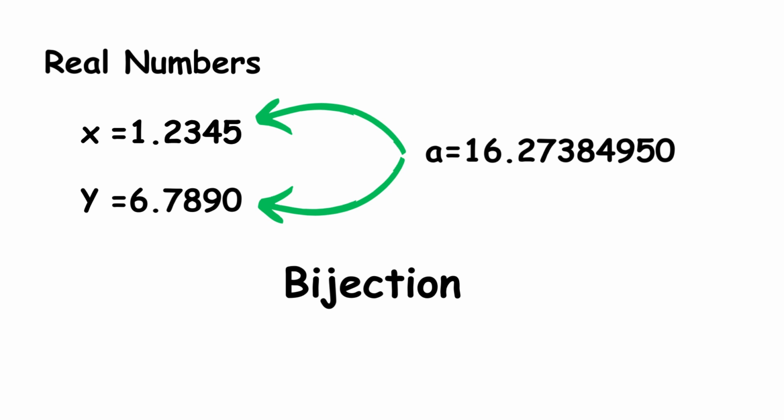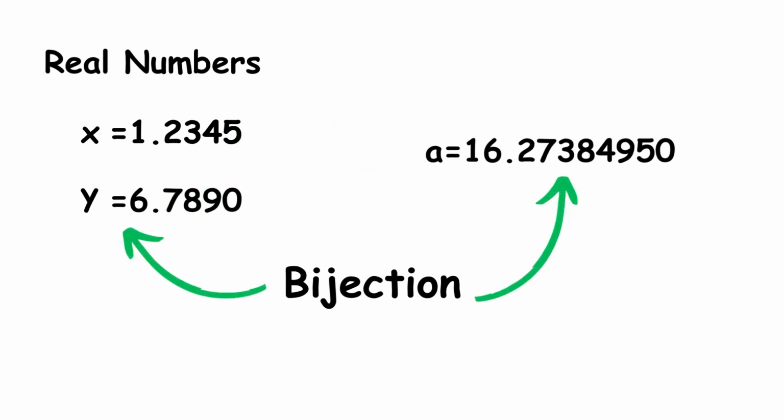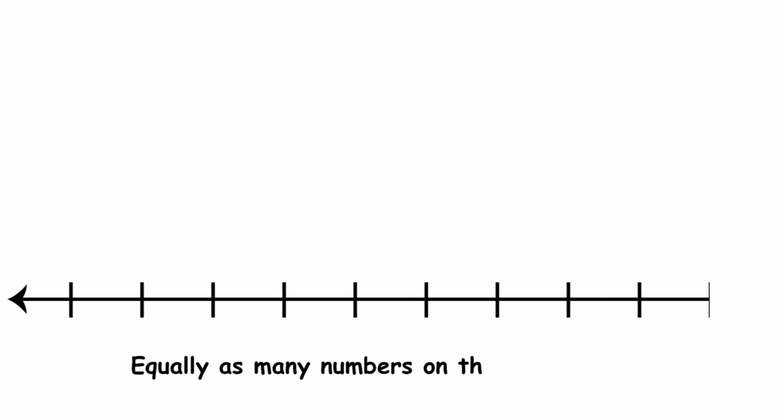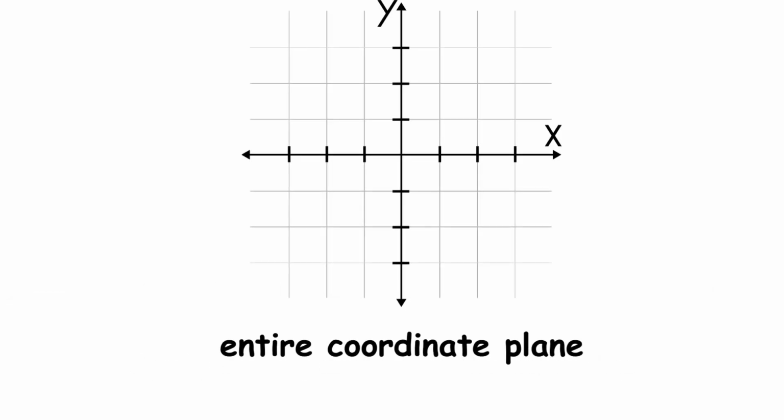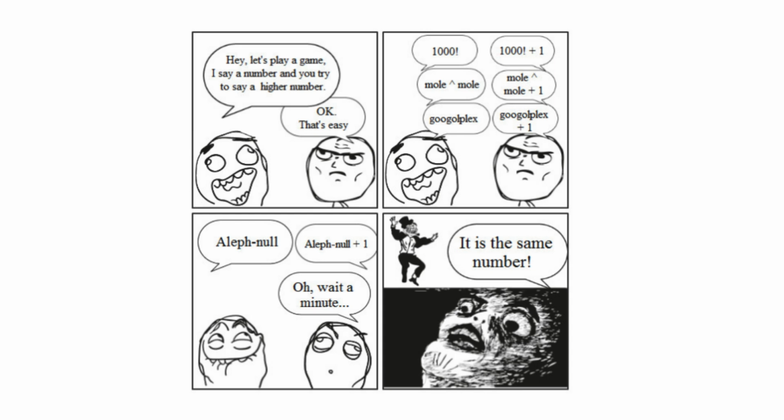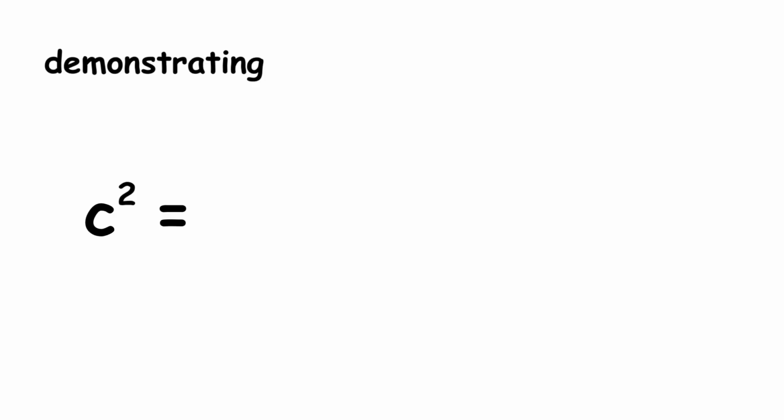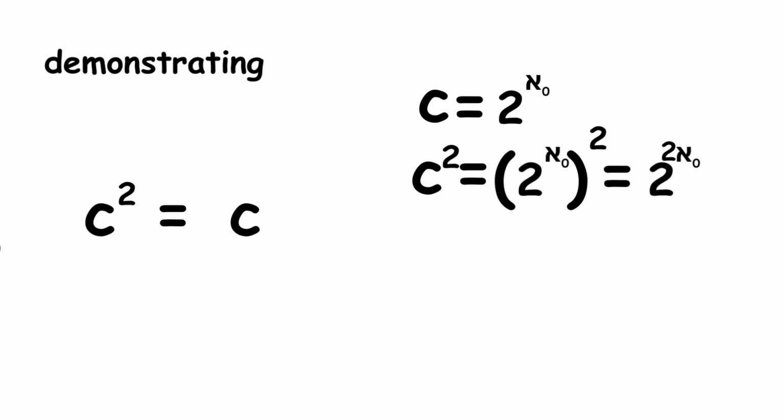Thus, a bijection exists between the set of real numbers and the set of pairs of real numbers, so the two sets have the same cardinality. In other words, there are equally as many numbers on the number line as there are on the entire coordinate plane. This result can also be proven with cardinal arithmetic, which comes down to demonstrating that c squared equals c, that is, that the cardinality of the continuum is its own square. Since c equals 2 to the power of Aleph null, c squared equals 2 to the power of Aleph null, squared, equals 2 to the power of 2 Aleph null. 2 times Aleph null is just Aleph null, so 2 to the power of 2 Aleph null equals 2 to the power of Aleph null equals c.